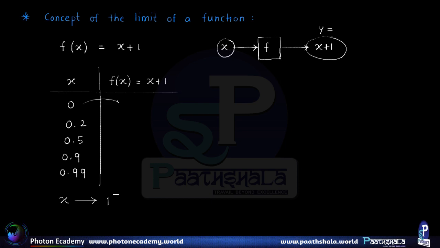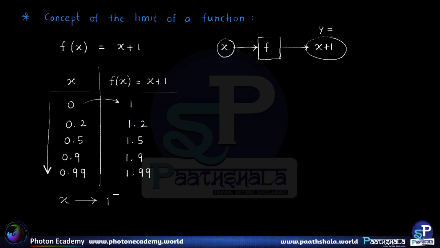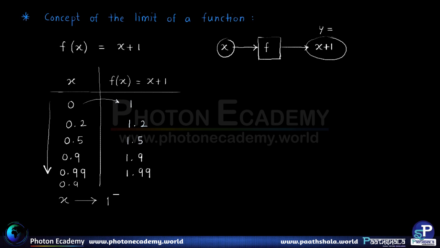When x is 0, f of x will be 0 plus 1, which is 1. Then when x is 0.2, f of x will be 1.2 and so on. We can calculate the corresponding values of f of x as x becomes closer and closer to 1. Here you can see that x is increasing from 0 and coming very close to 1. I am not making x exactly 1, and that is a very crucial point. We are not actually making x equal to 1, we are just taking x as close as possible to 1. After 0.99, another number closer to 1 is 0.999.